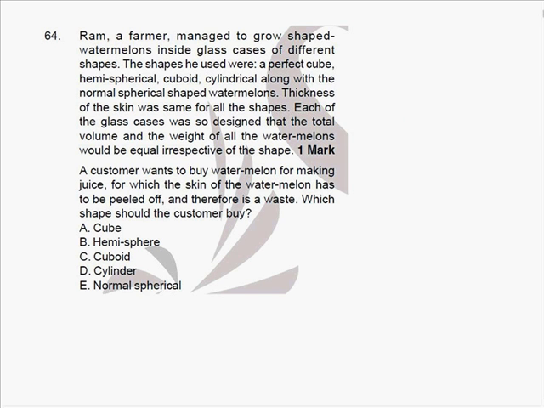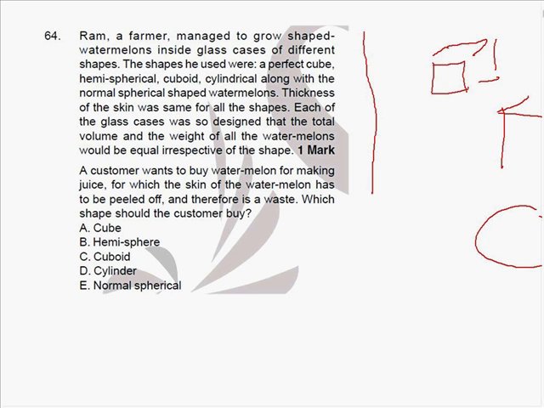Look at this question, for example. Long one. Guys, why don't you read it? It basically says that Ram, a farmer, managed to grow shaped watermelons inside glass cases of different shapes. The shapes he used were a perfect cube, a hemispherical shape, a cuboid, a cylinder, and a normal spherical watermelon. The thickness of the skin was the same for all the shapes. Each of the glasses was designed so that the volume and weight of all the watermelons would be equal irrespective of the shape.